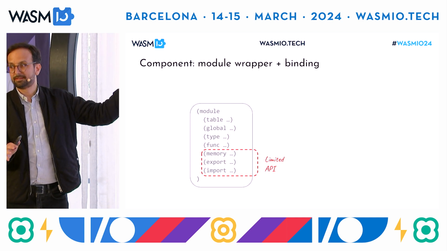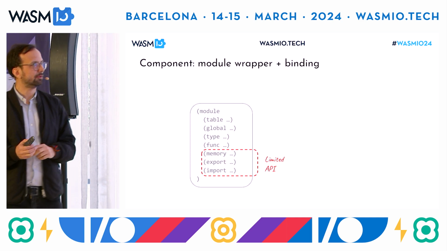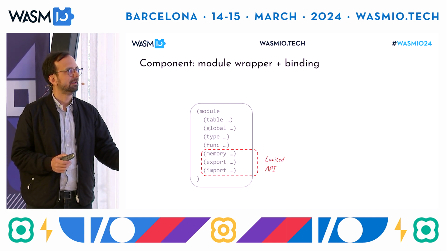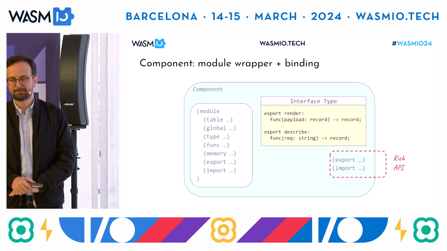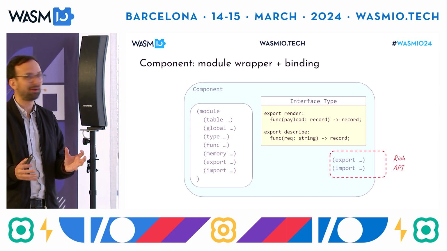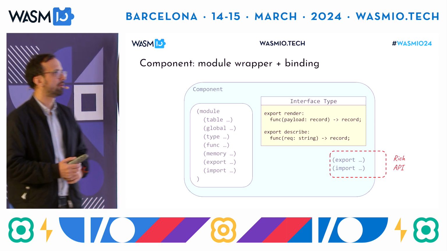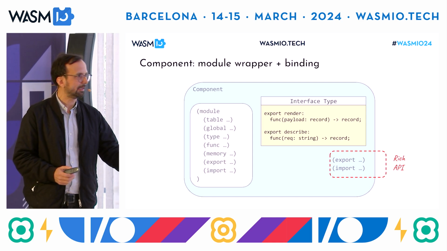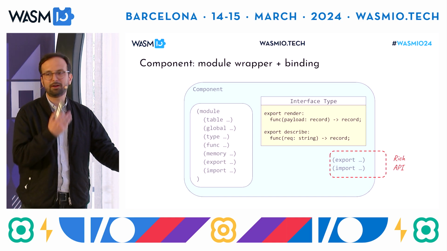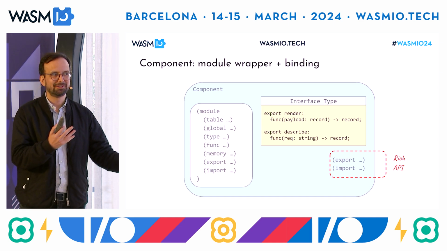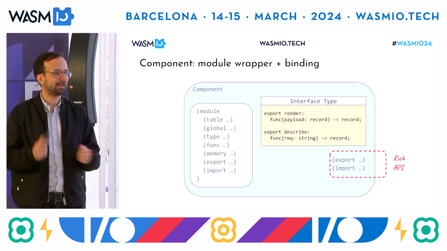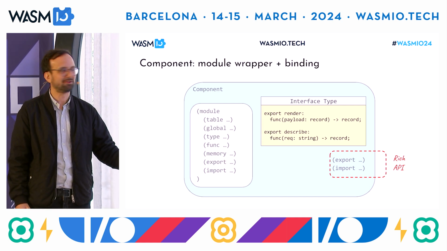We have a module. This is a module. This is a limited API of the module, memory, export, import with only numeric. And the component is wrapping the module inside the same Wasm file, providing an interface type data with a rich API and only export and import function. So for us, it was perfect because we were able to ship this file and to connect to all the languages we wanted.